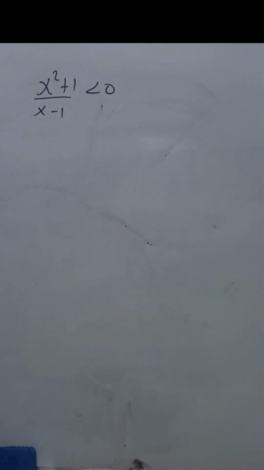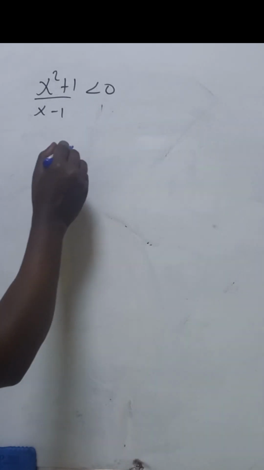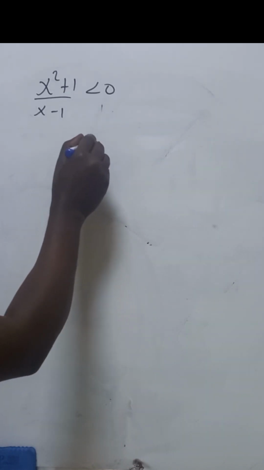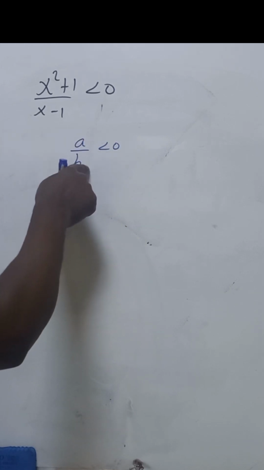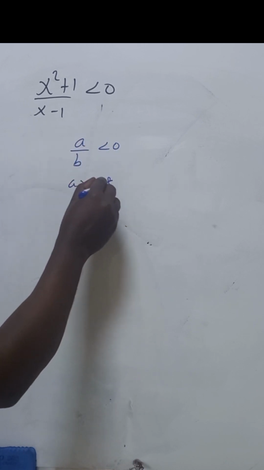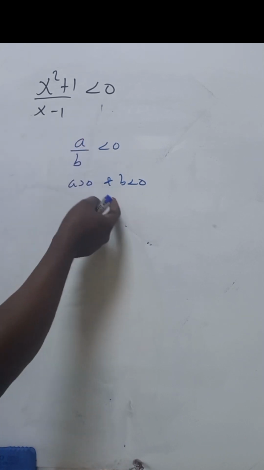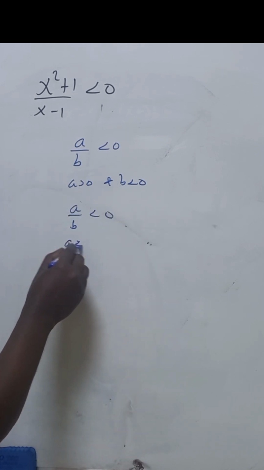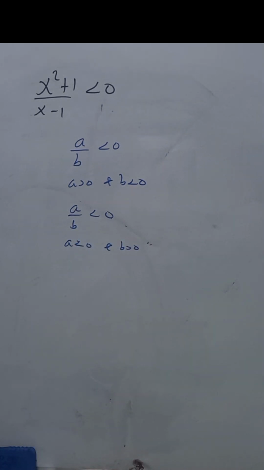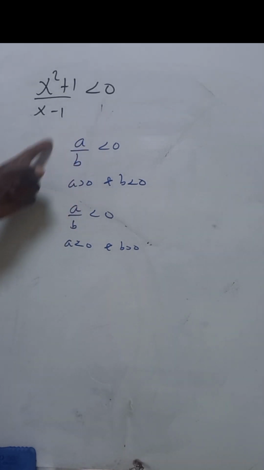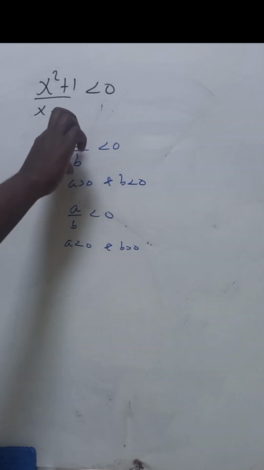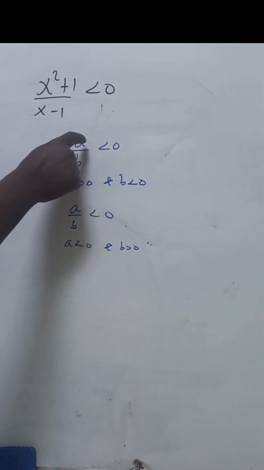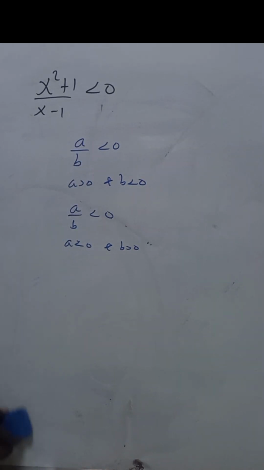Look at this case. If we have two real numbers a and b, when we say a over b is less than 0, that is possible if a is positive and b is negative, because the quotient of a positive and a negative will be negative, so less than 0. For the second case, if a is less than 0 and b is greater than 0, both a and b have opposite signs. Generally, for any two algebraic expressions a and b, the quotient will be negative if and only if the numerator and the denominator have opposite signs. So because of this principle, how do we solve this one?